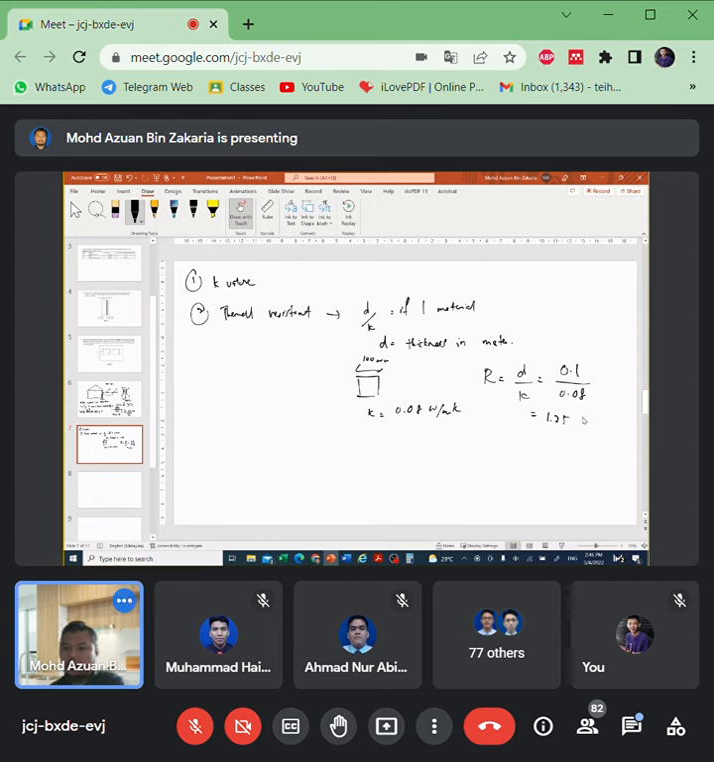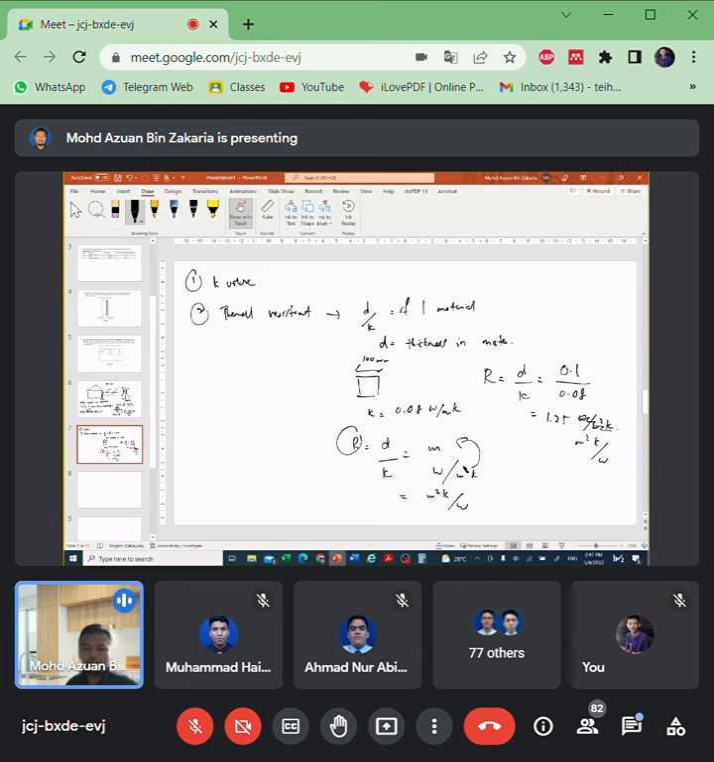1.25. The unit is meter squared Kelvin over watt, because R equals D over K. D is meter, K is watt per meter Kelvin, so it becomes meter squared Kelvin over watt. So this is thermal resistance.